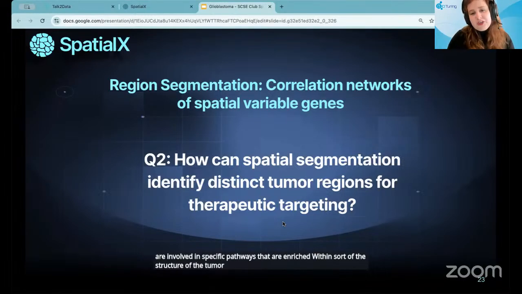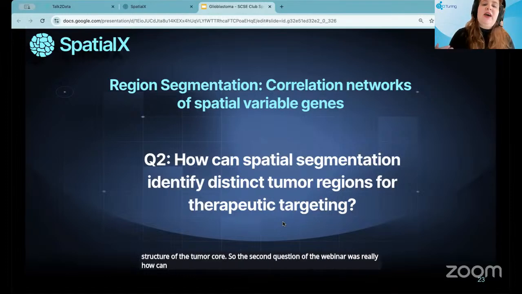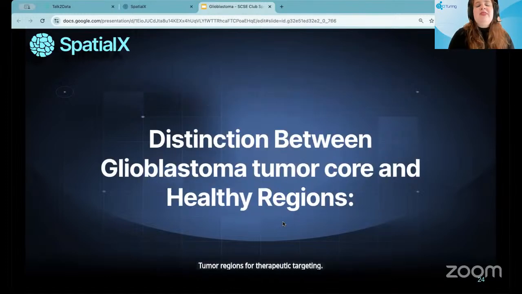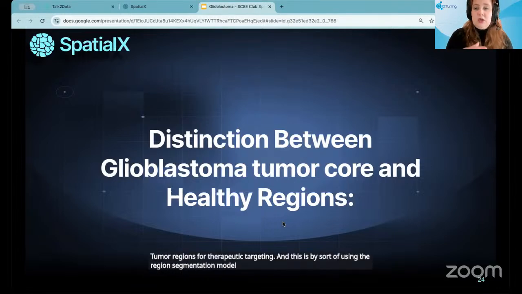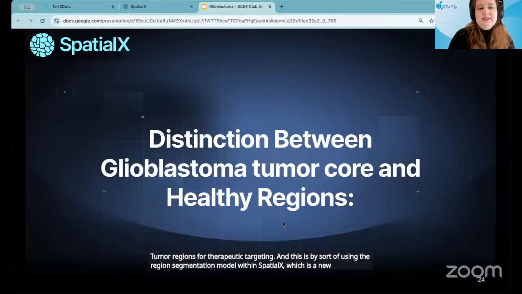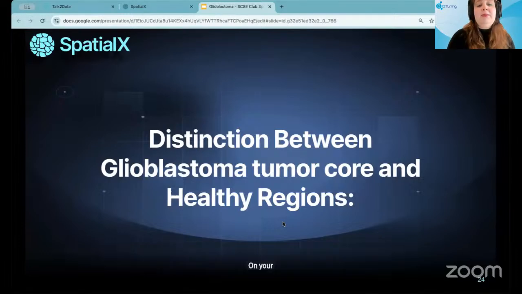So the second question of the webinar was really how can spatial segmentation identify very distinct tumor regions for therapeutic targeting? And this is done by using the region segmentation model within SpatialX, which is a new feature that you can actually access on your own study or on a public data set as well.